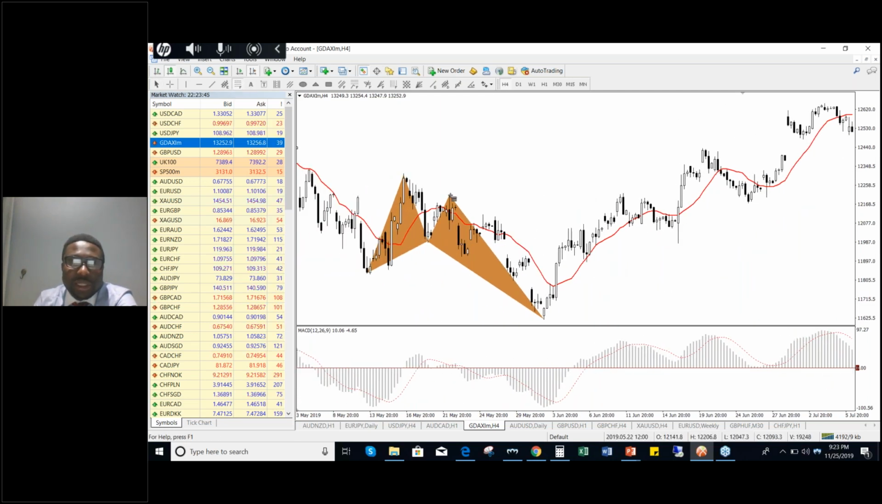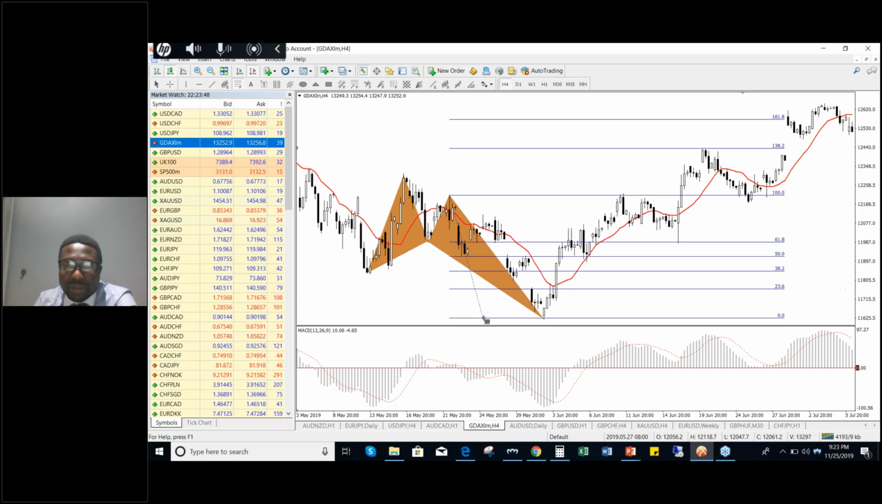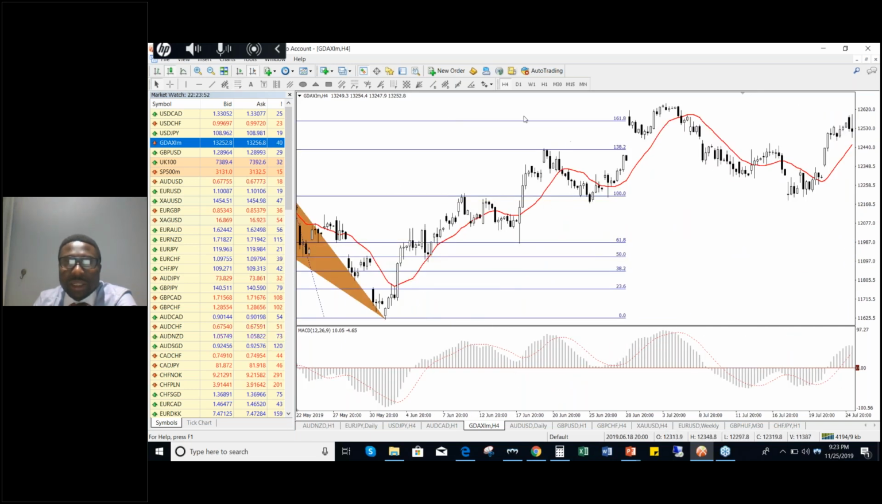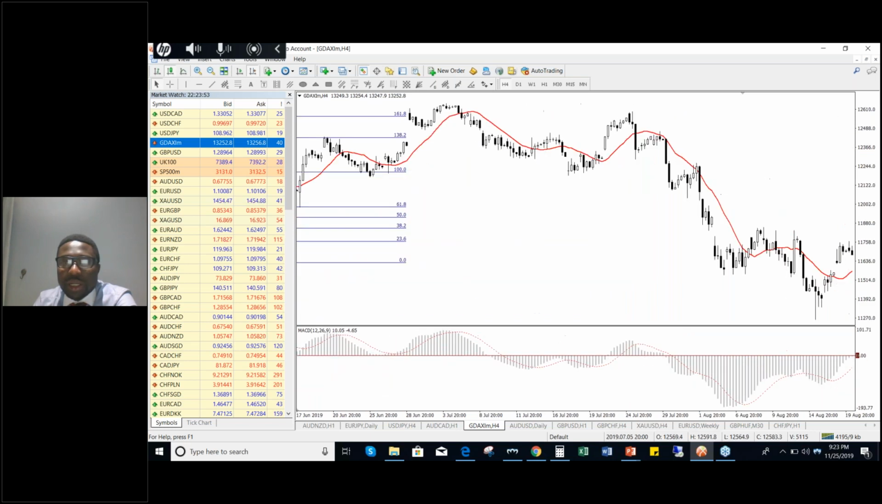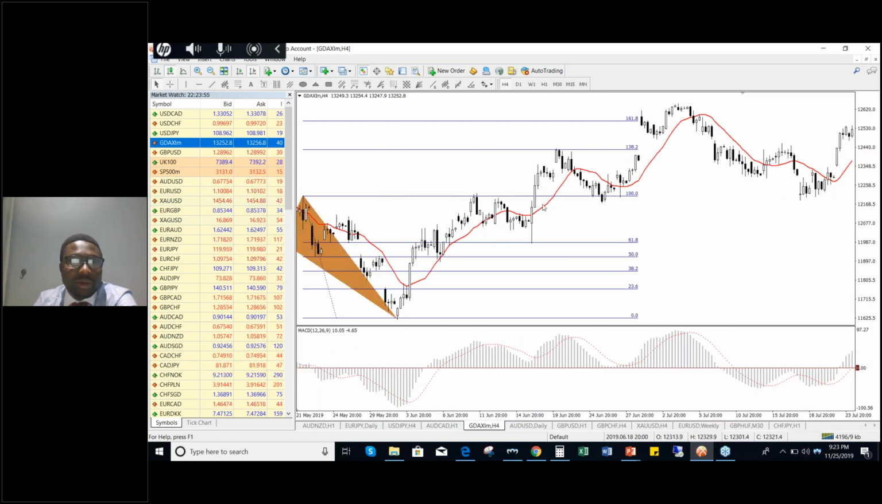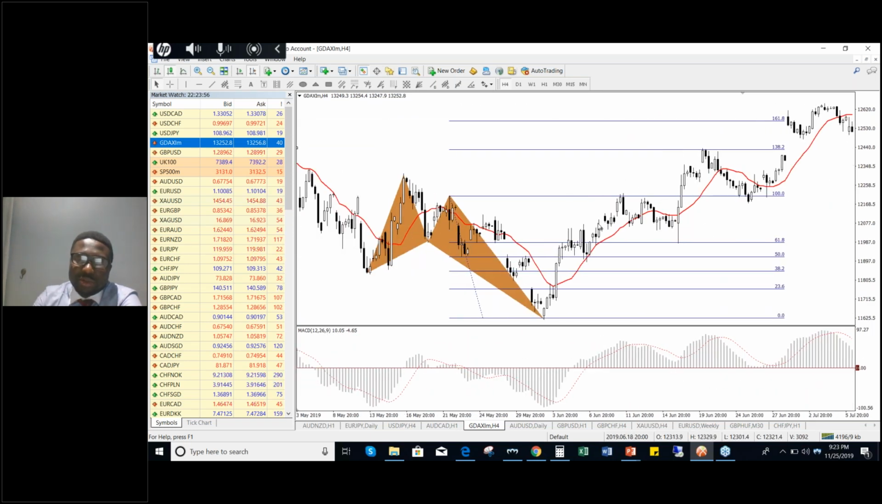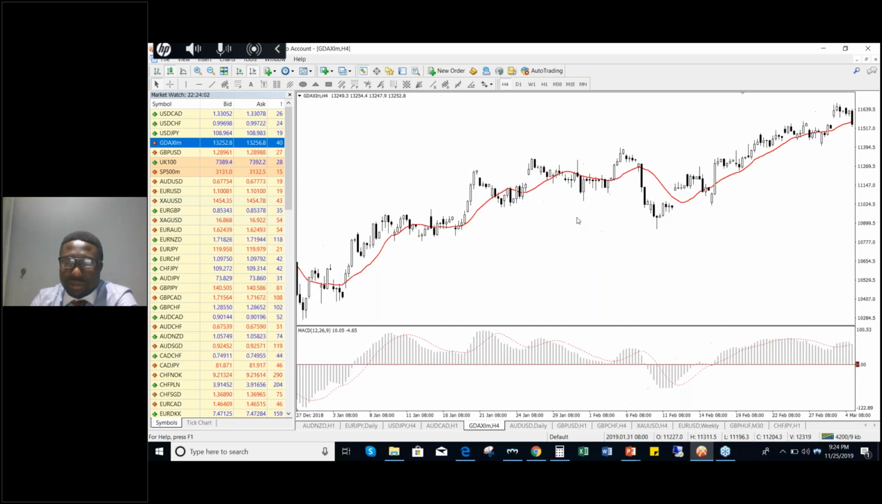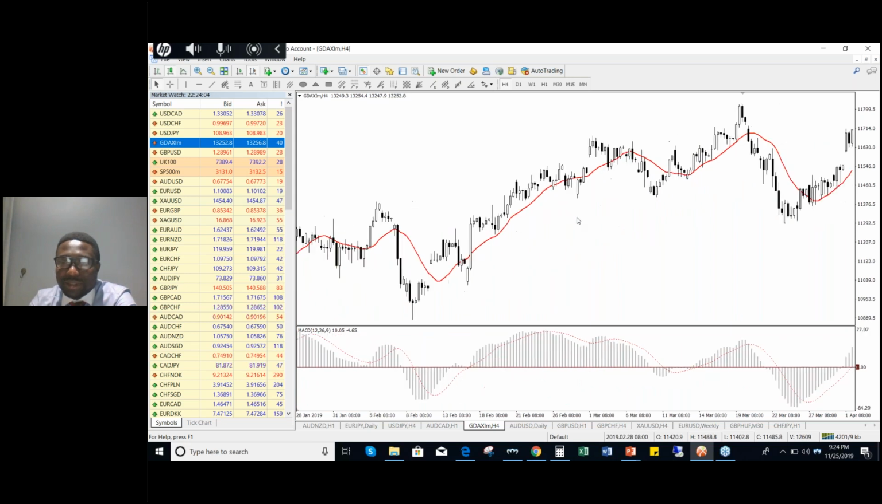You see what happens here? Price gets to our TP1, gets to TP2. It didn't get to TP3 because it has only one foot. So that's not a crab. That could be something else, guys.